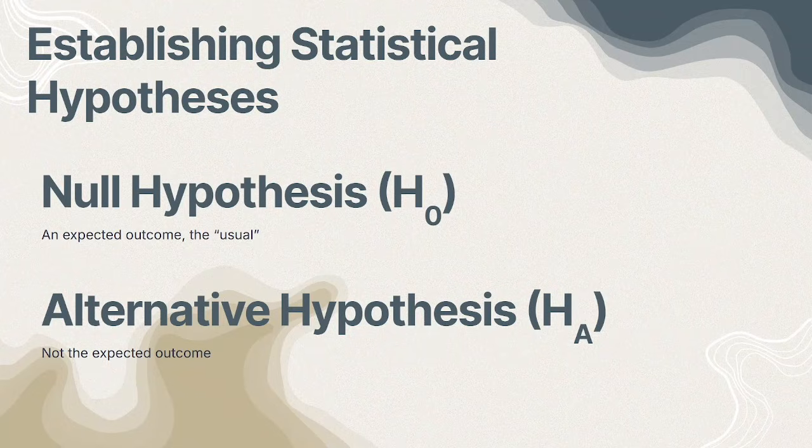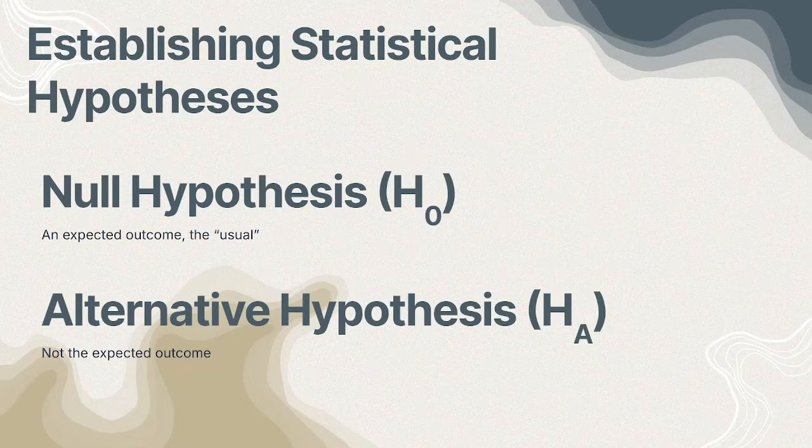Now, in every hypothesis test, we set up two competing claims. The null hypothesis, written H naught, is the expected outcome, the usual state of things, the assumption that nothing has changed. And the alternative hypothesis, written as H A, is what we are actually trying to prove: that there is a significant change or effect.